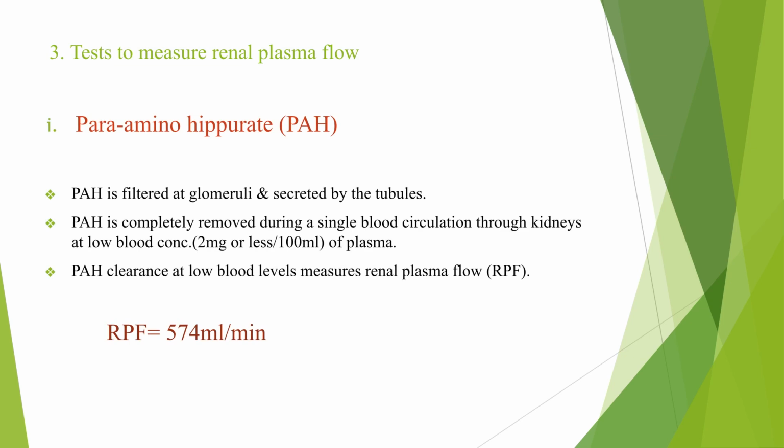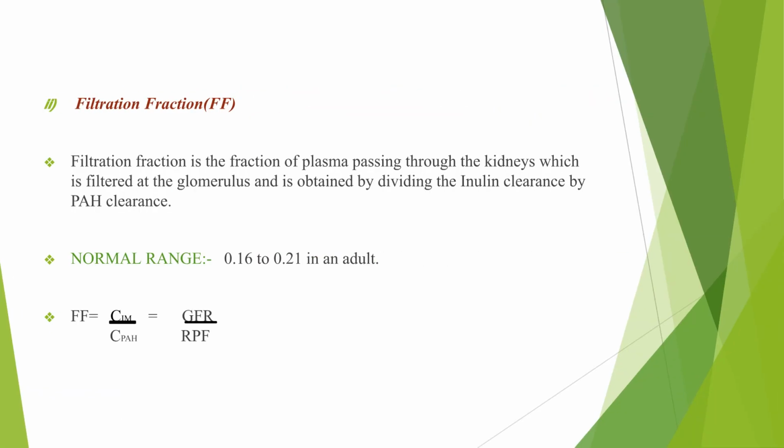PAH is filtered and secreted, and its clearance at low blood levels measures renal plasma flow, which is typically 574 milliliters per minute. Filtration fraction, or FF, is the plasma fraction filtered by the glomerulus. It is calculated by dividing inulin clearance by PAH clearance. The normal range is 0.16 to 0.21 in adults.